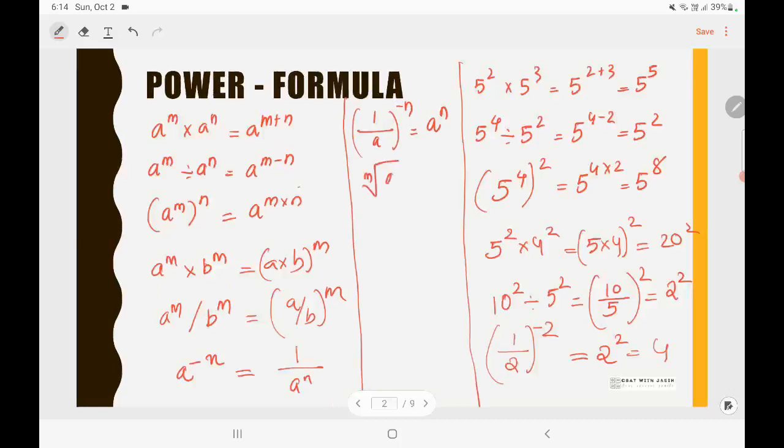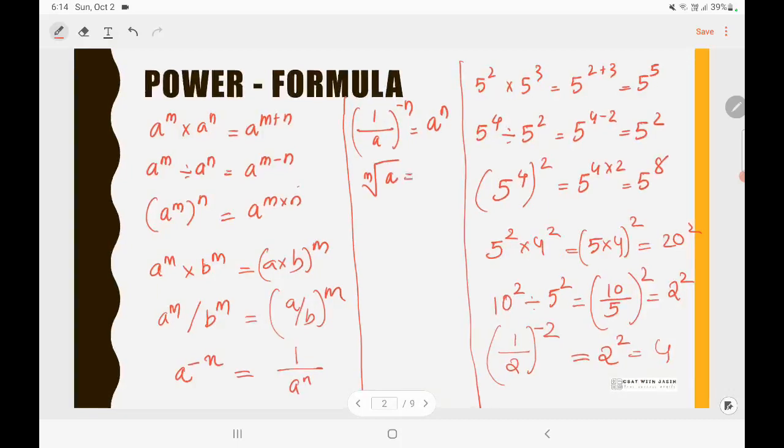Similarly, the mth root of a, you can write it as a raised to 1 by m. For example, we have already discussed this example: 5 cube is equal to 125, then cube root of 125 is equal to 5. Similarly, for cube root of 125, you can also write it as 125 raised to 1 by 3. This is equal to 5. So this is just another representation of the same thing. That means a raised to 1 by m is another representation of the mth root of a.